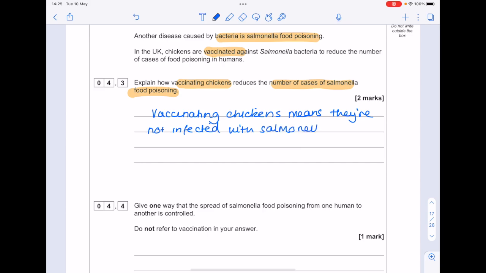And so from a human point of view, they don't consume the salmonella, meaning they can't get food poisoning.